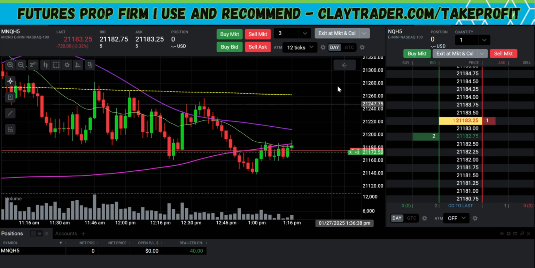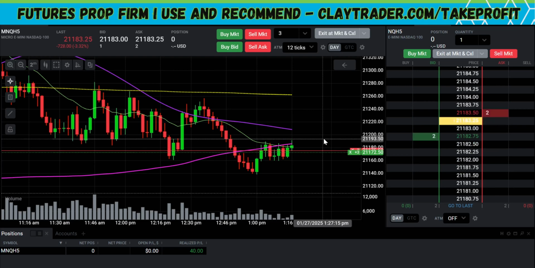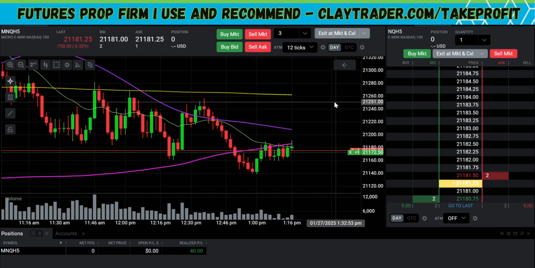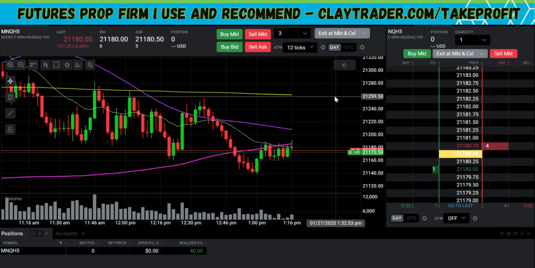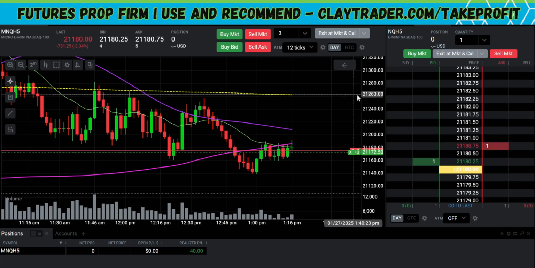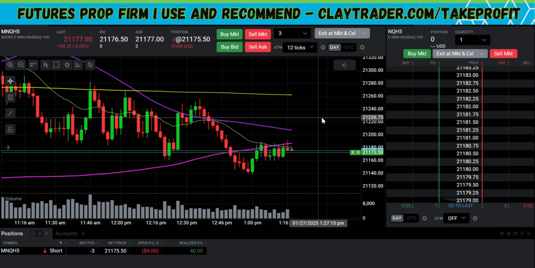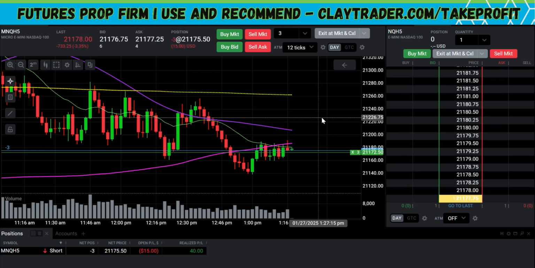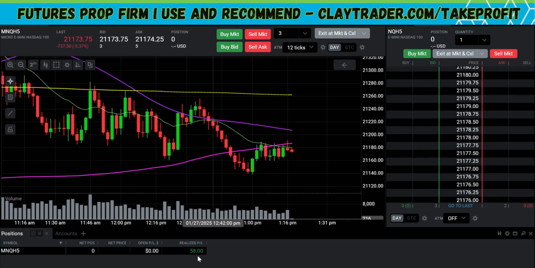We'll check. Yeah, that's right there. All right, we'll see if it wants to push down through. Again, that red line is the fill point. Close in. There we go. So another quick one right there.